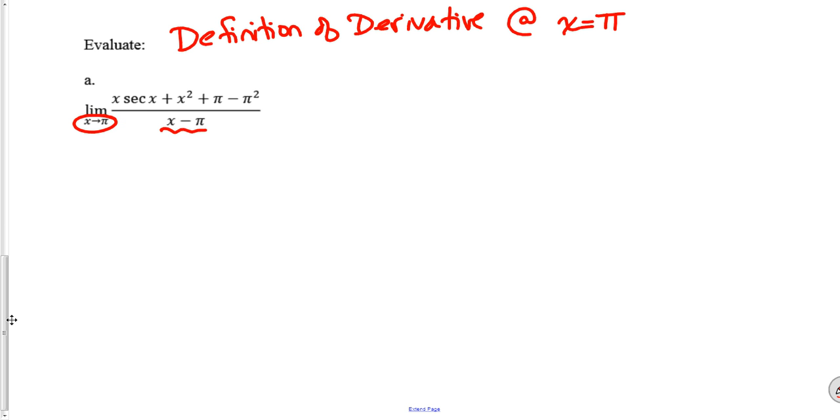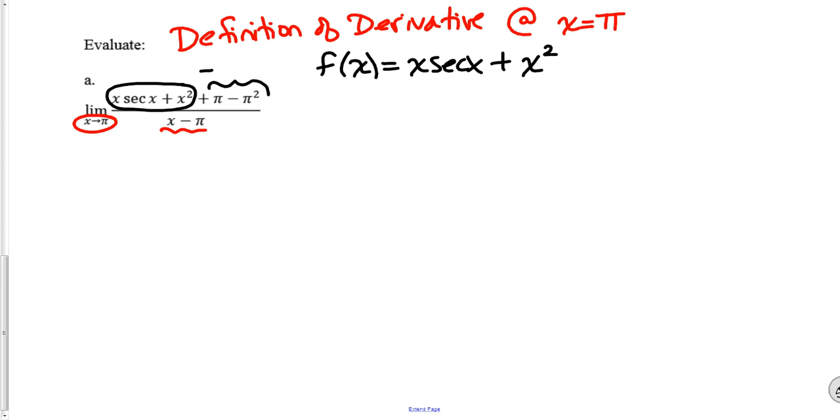Now, let's see what our function could possibly be. When I look at this, I've got these things that have x's in them. So I would guess that my function is going to be x secant x plus x squared. But then what I should be doing over on this other side is minus f of pi. And again, that's the pi where I know x is approaching pi, x minus pi, so I know my derivative is being evaluated at pi. So let's see if I get that.